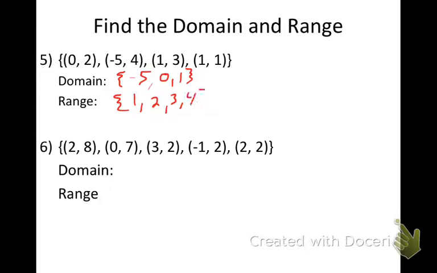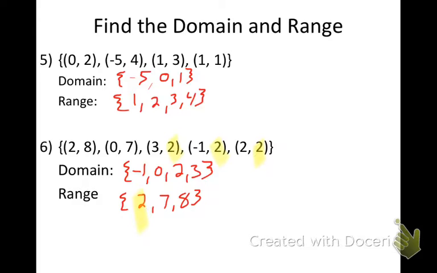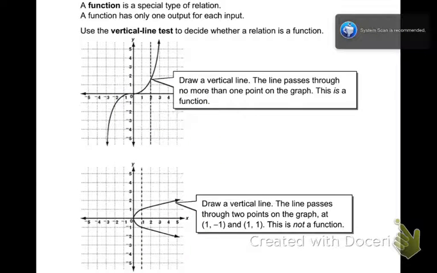Oh yeah. Number 6, I want my domain. Allie, what's my domain? Negative 1, 0, 2. Nice job. And what is my range, Katie? 2, 7, 8. Notice, did we repeat the 2? Nope. There were 3 2s in the set, but I only list it once in my set. Okay, good work.